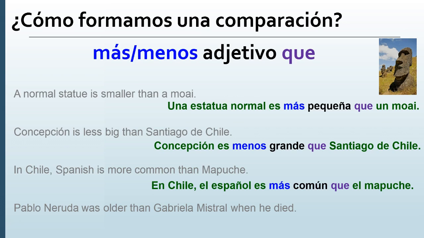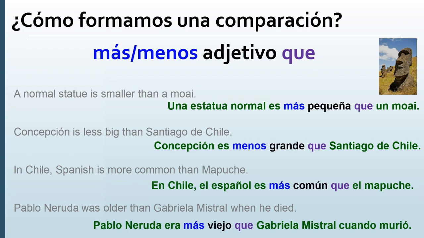And then here we have two of the famous Chilean poets, Pablo Neruda and Gabriela Mistral. And Pablo Neruda was older. Now, since we're describing in the past, which form of was are we going to use? If you picked the imperfect, you chose correctly. Pablo Neruda era más viejo que Gabriela Mistral cuando murió.